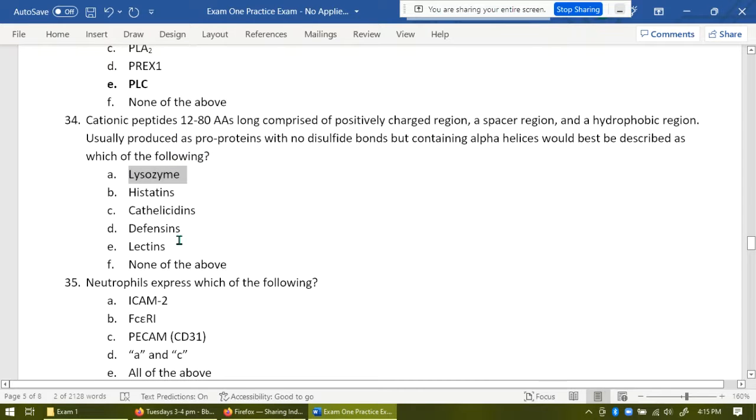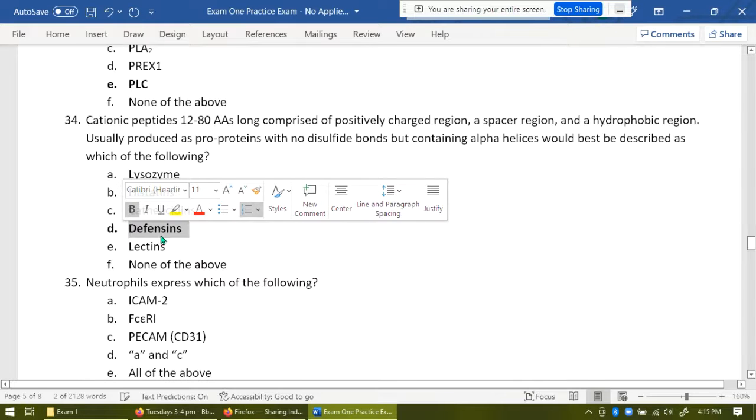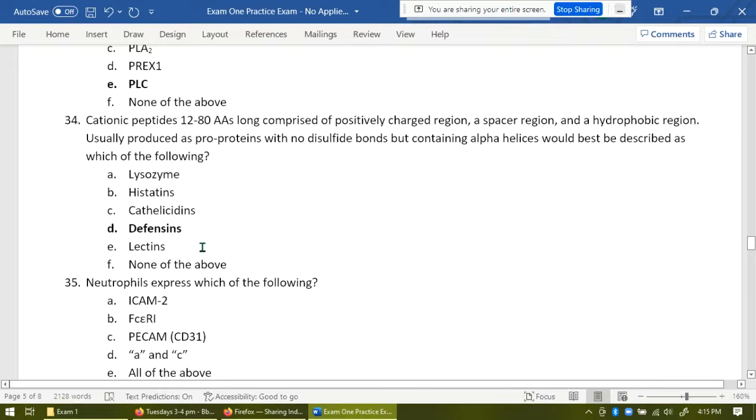Lysozyme ain't gonna be it. Lysozyme is an enzyme that cleaves peptidoglycan. Histatins ain't gonna be it. Histatins are histidine-rich proteins, and I don't think they have alpha helices, and I do think they have disulfide bonds. Cathelicidins, they're not going to be it either. The difference is cathelicidins have disulfide bonds. The defensins have no disulfide bonds.